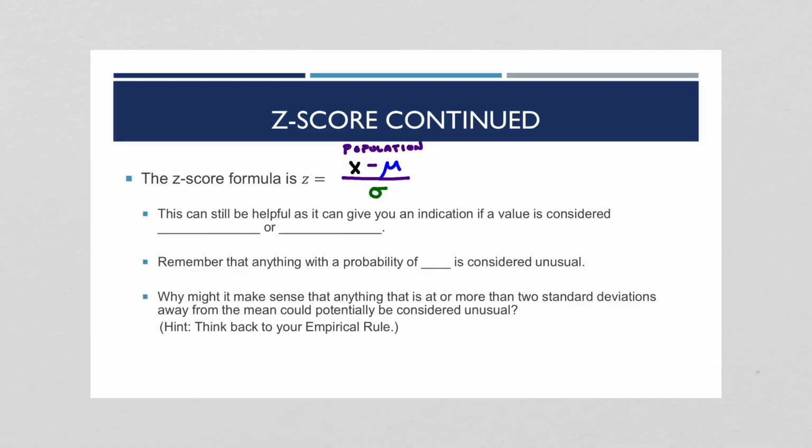So if it helps, let's go ahead and label these. Just trying to find a different color to keep it all differentiated. Okay, so remember that sigma is your standard deviation, mu is your mean, and x is your data value.